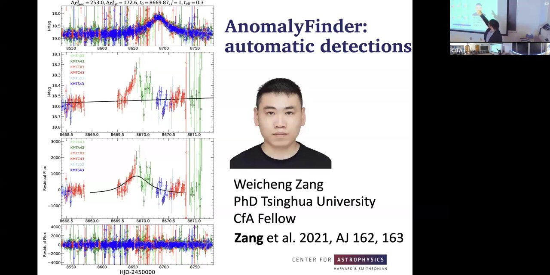The output of his Anomaly Finder, one of the output panels, is shown on the left. At the top, you have the full light curve. In the bottom, you have residuals to just fitting a single star model to it. And then he fit a microlensing light curve to those residuals. The fudge is that you allow the microlensing light curve to either be positive or negative. And from that, he's able to find all of these additional signals in the KMTNet data that were being overlooked in by-eye searches.